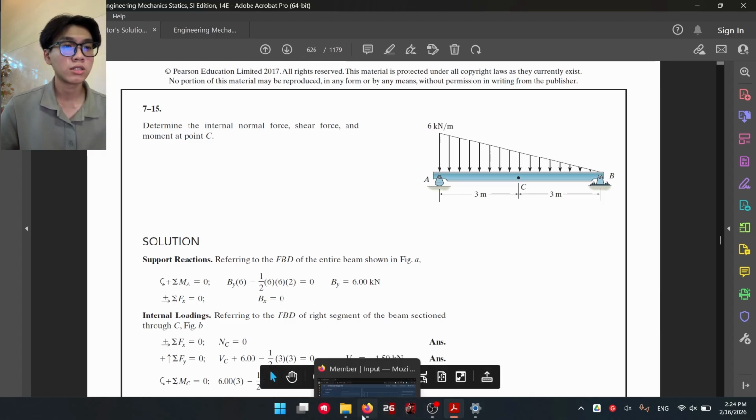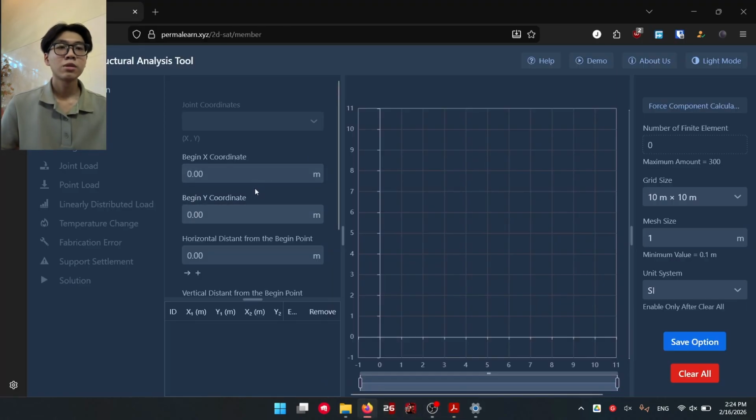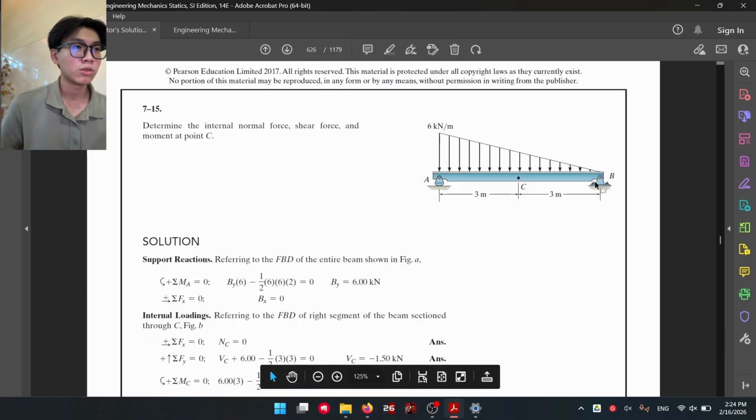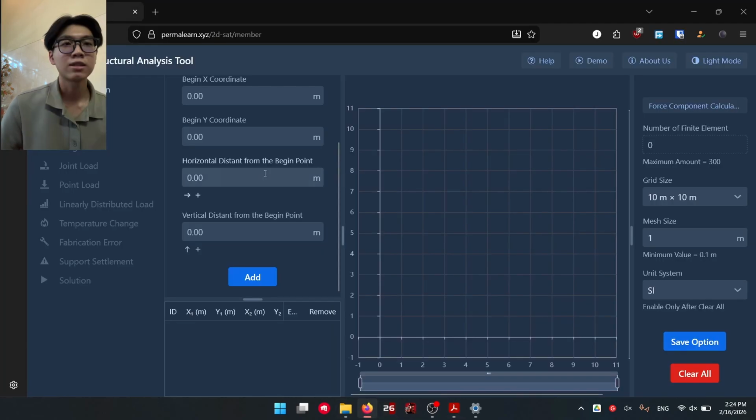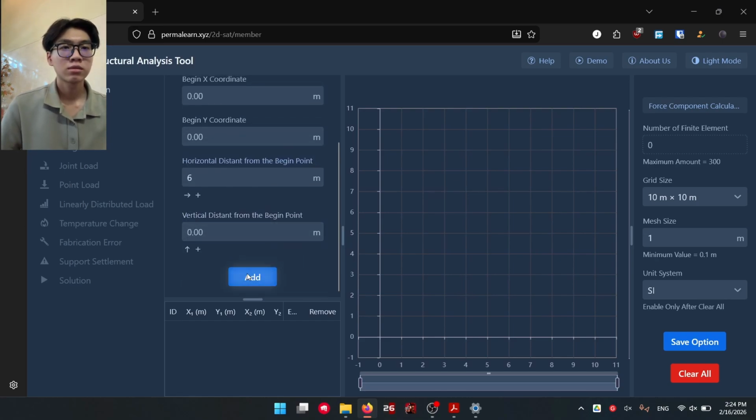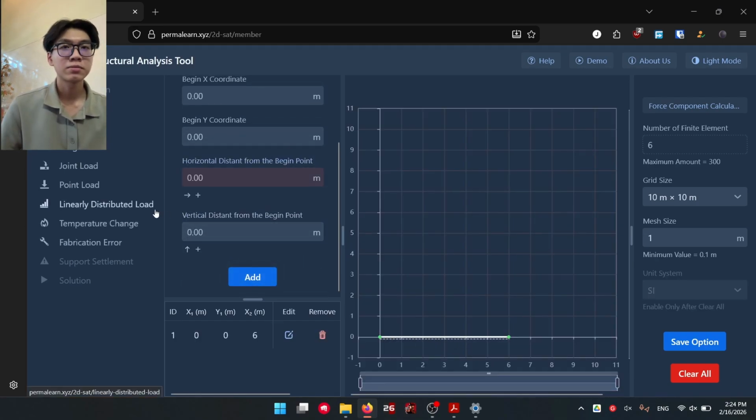First of all, we're gonna input the first member, which is from point A to point B, with a total length of 6 meters. So we're gonna put 6 meters here, and the member is gonna appear here.